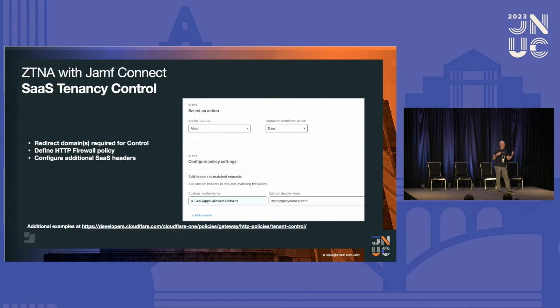And again, this is really the only way of doing this. If you block gmail.com, you've blocked your corporate access to Gmail. But if you add this header, you can restrict access. You can have multiple different headers. And again, trusted.jamf.com has more examples of different SaaS applications that support these SaaS tenancy control headers, and more are being added over time.